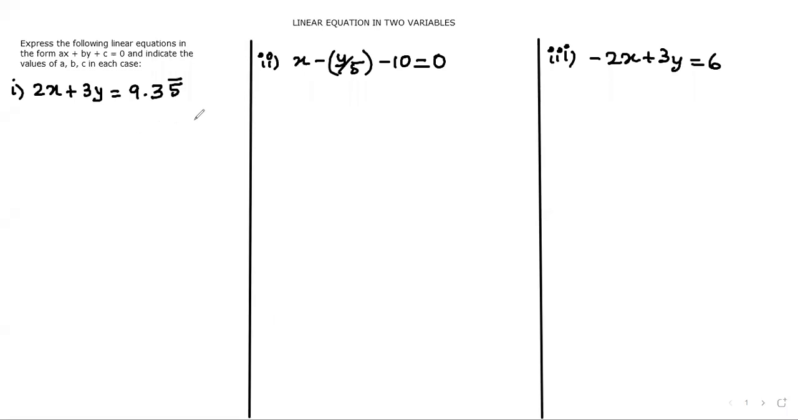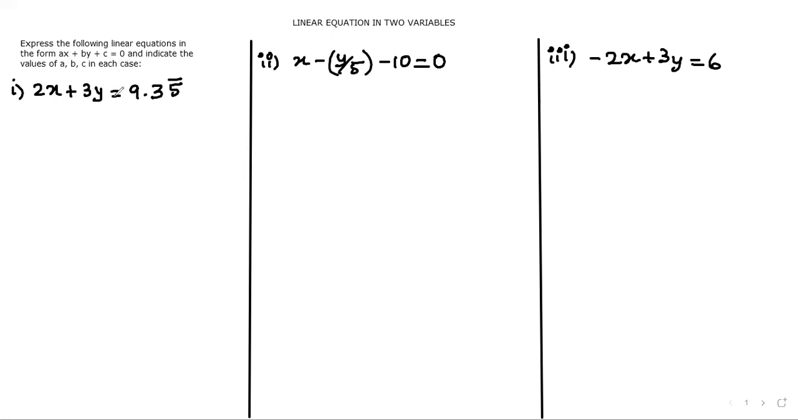Good day, students. Today we are going to see a problem based on class 9. The chapter name is linear equation in two variables. I have taken this problem as an introduction part. So this is from exercise 4.1, second problem.